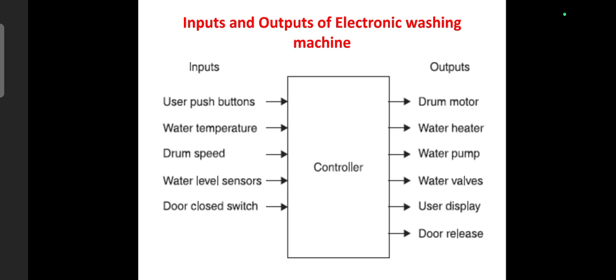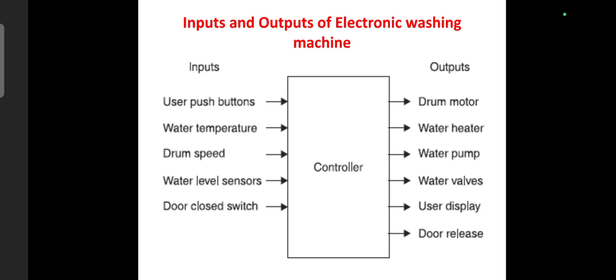The central controller, usually a microcontroller, processes these inputs and determines the appropriate action. The output section includes actuators such as the drum motor, inlet valves, drain pumps, heaters, display indicators, and alarm systems. Based on the received input signals, the controller activates these outputs at the correct time during the washing cycle.